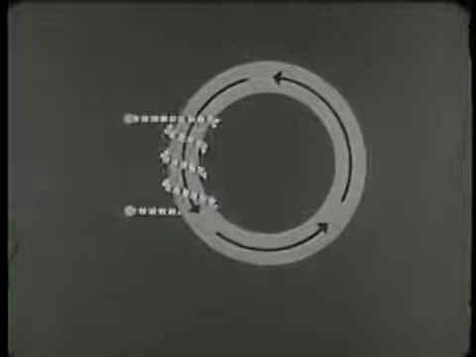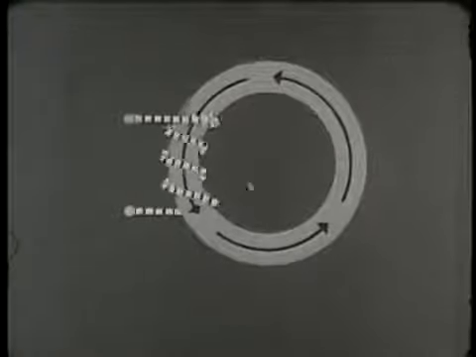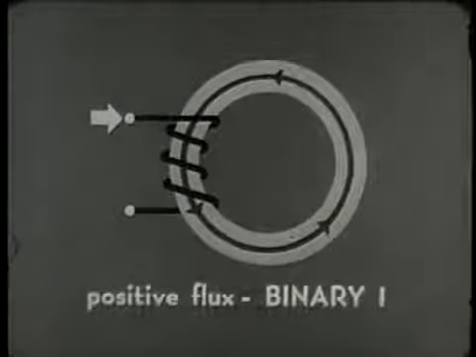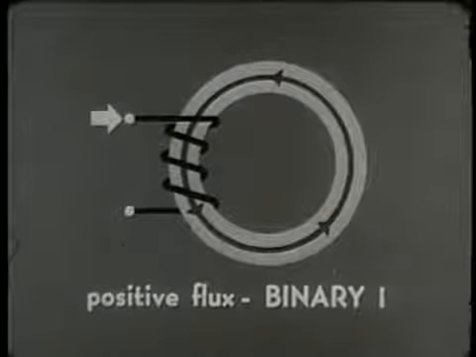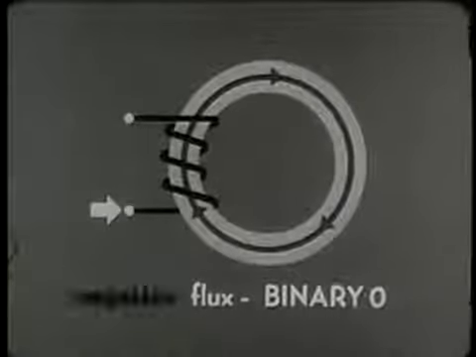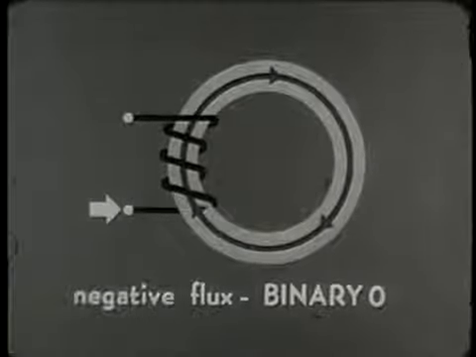Field around the conductor. Because the core is made of highly permeable material, it forms a path for the magnetic lines of force. Because it is ring-shaped, the path it forms is a closed loop. The conductor here is wound so that current flowing in this direction produces a positive flux, setting the core in the binary 1 state. Current flowing in the opposite direction produces a negative flux, which sets the core in the binary 0 state.